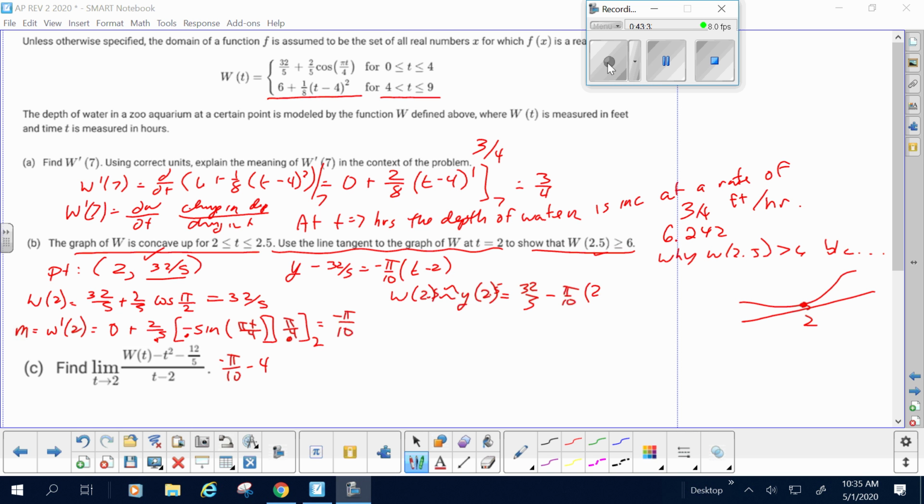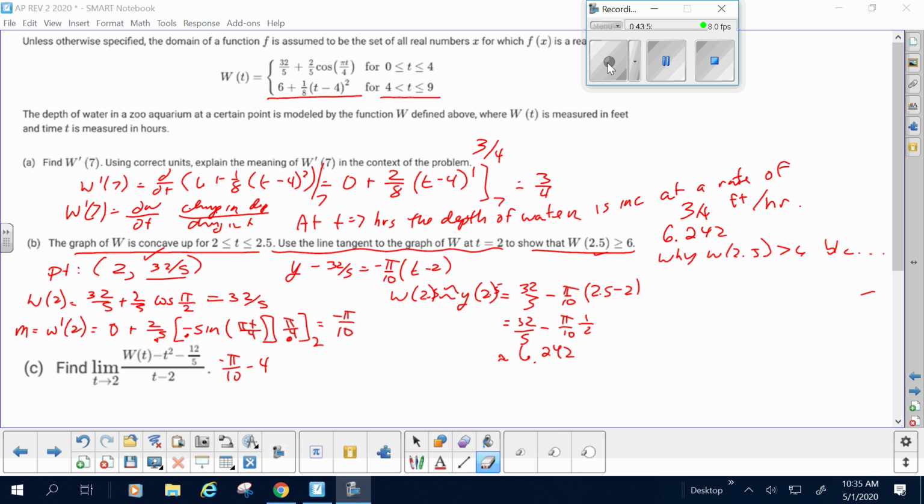So that's 32 fifths minus pi over 10 times 2.5 minus 2, which is times a half. And at that point I said calculator time, and I got an estimate of 6.242 when I put that into my calculator. You with me? All right, great. I used the tangent line. Now show that W at 2.5 must be more than 6.